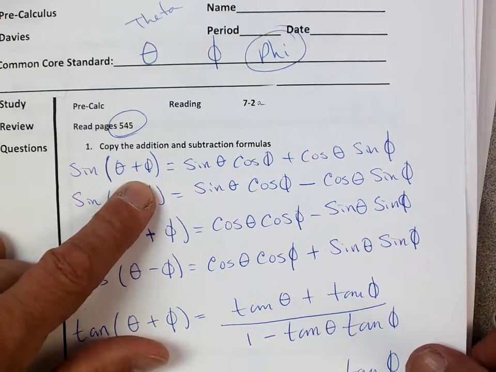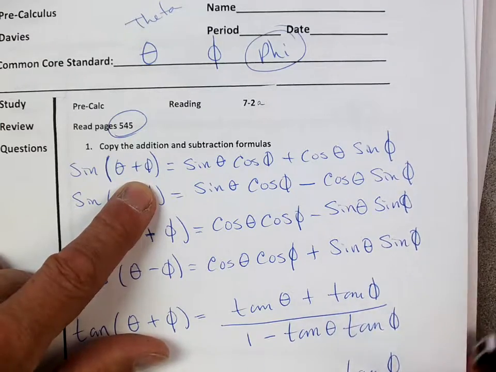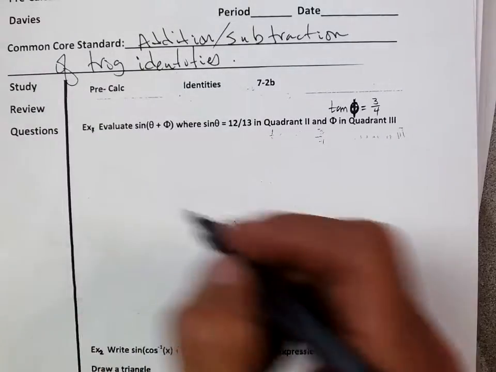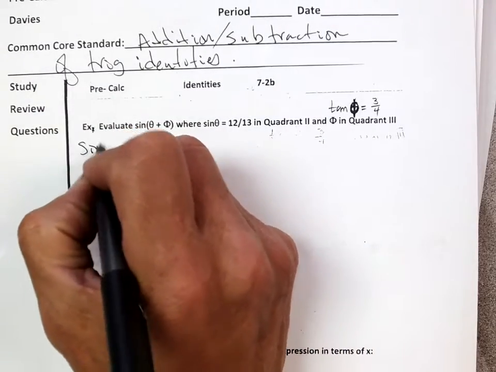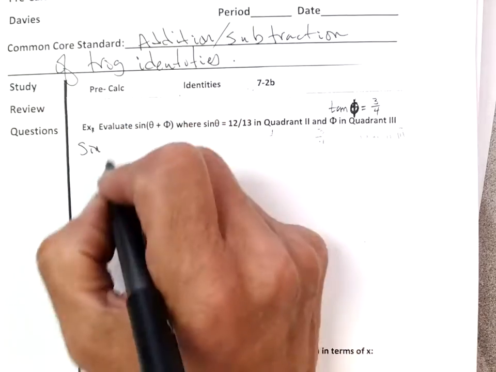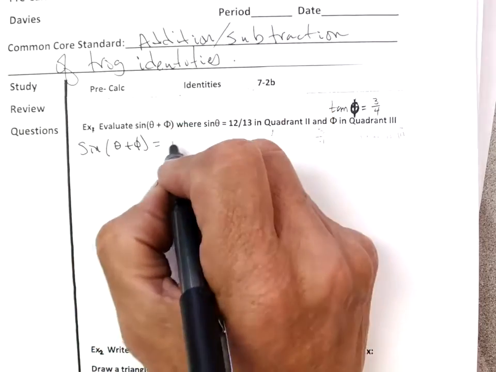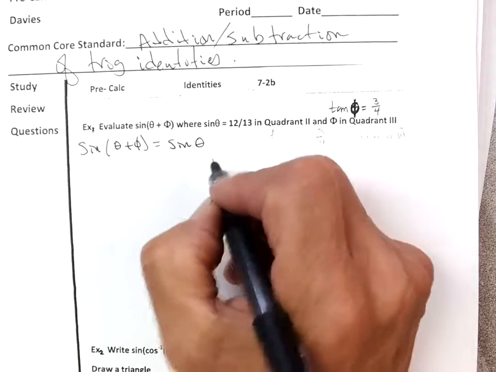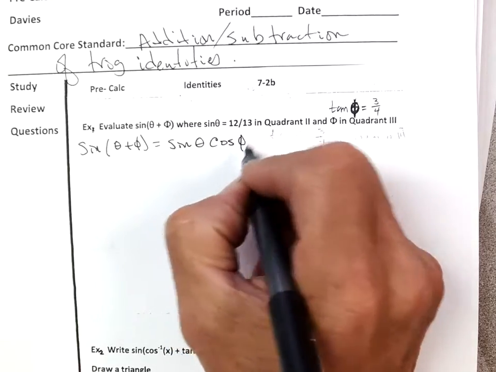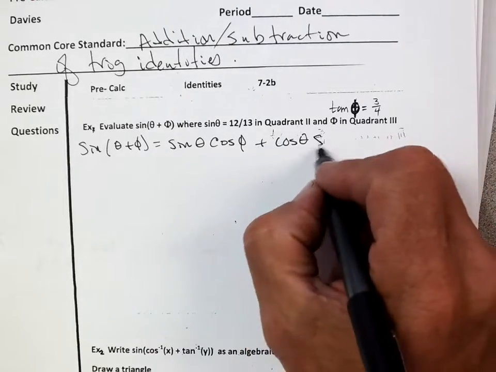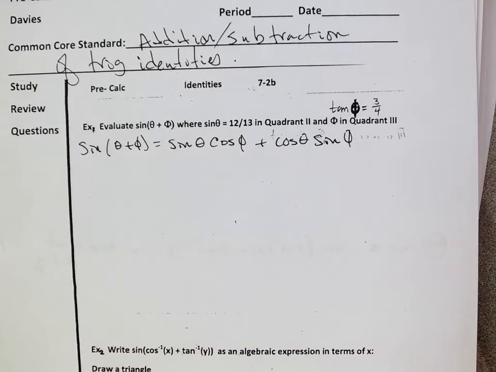Okay. So you've got to look at our notes carefully and say, okay, which formula are we going to use, and it matches up perfectly to that one. So before I do anything, I'm going to write that down. I know that sine of theta plus phi is equal to sine theta cosine phi plus cosine theta sine phi. Okay? I've got to use that one. So let's figure out what's going on.